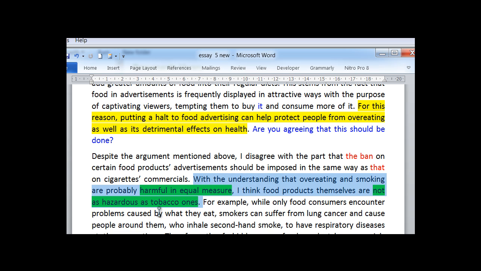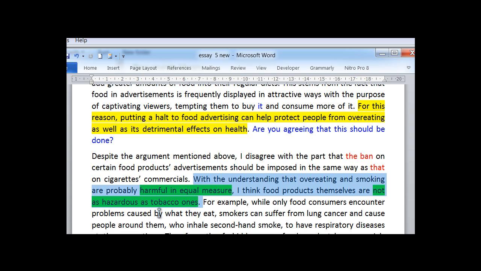Okay, well this says that they're equal, and that's what the topic says, that the research has shown that they're equal. "I think food products themselves are not as hazardous as tobacco ones." There's a complete contradiction here. Here it says harmful in equal measure. Here it says that the food ones are not as hazardous as tobacco ones. Well, there's two problems with this. One, you're contradicting yourself in this sentence itself, and two, you're contradicting the topic which says that research has shown it. You're not supposed to be giving your opinion about that.